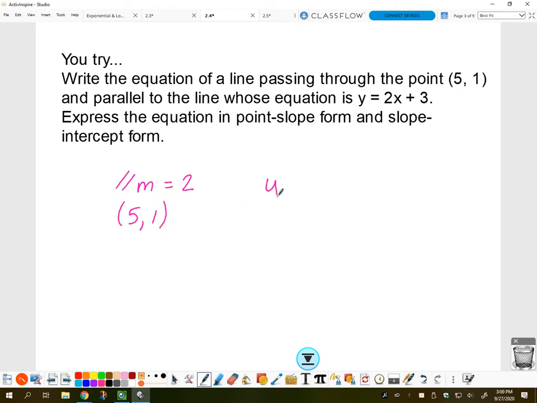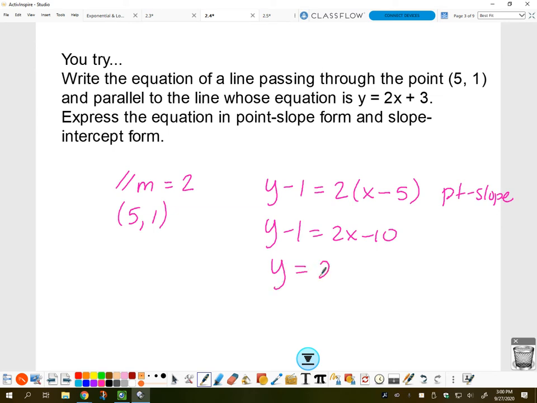So point slope form says we're going to do y minus the y they gave us equals the slope they gave us times x minus the x they gave us. So that's point slope form. To get slope intercept form, we distribute and add the constant.